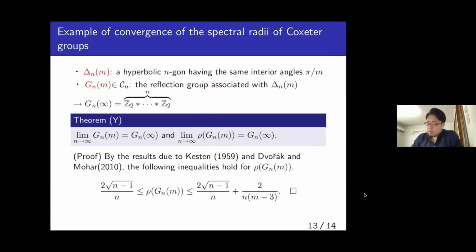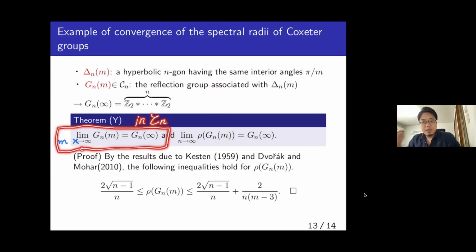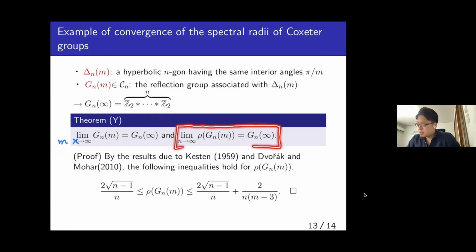Okay, so then we can show that the limit of... sorry, no, this is not M. Here is M. Let us fix N, and if M tends to infinity, we get this convergence in the space of Coxeter groups. And also we can see that the spectral radius is convergent too. Probably this is the first result concerning the behavior of the spectral radius at infinity.